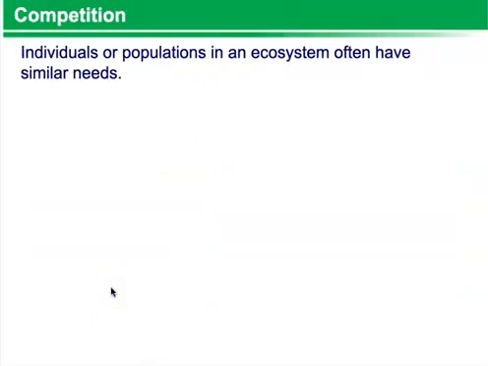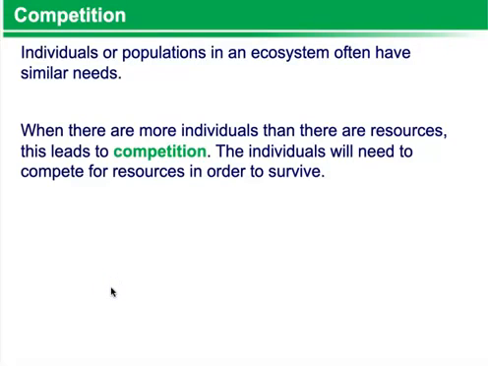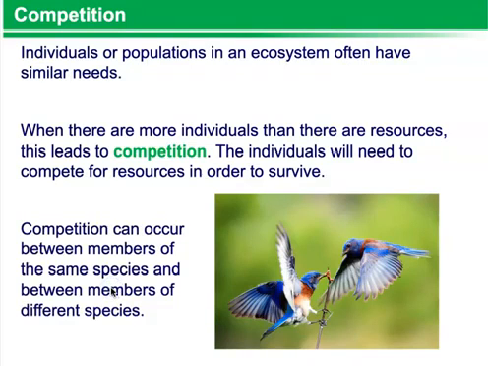Competition. Individuals or populations in an ecosystem have similar needs. When there are more individuals than there are resources, this leads to competition. The individuals will need to compete for resources in order to survive. Competition can occur between members of the same species and between members of different species. Here we see an eastern bluebird in competition with another eastern bluebird for some type of food resource.